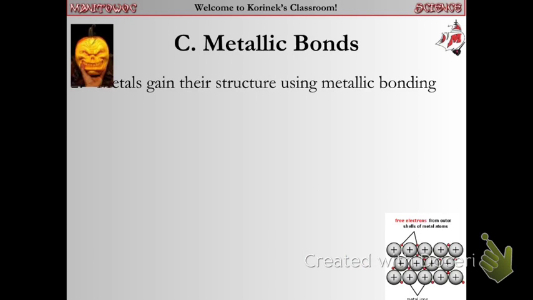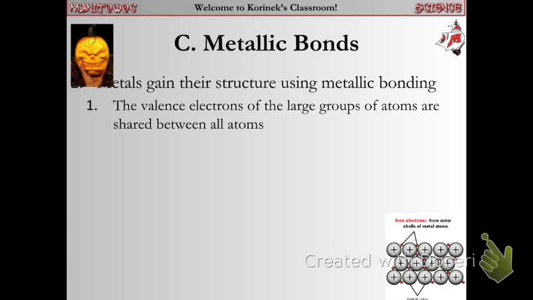All right, and then lastly, metallic bonds. Oh, my pumpkin's in the way. Sorry about that, everybody. Metals, that's that word right there, metals. Metals gain their structure using metallic bonding. Okay, and what is metallic bonding? Well, the valence electrons of the large groups of atoms are shared between all the atoms. So if you look at the image down here in the lower right-hand corner, I always like to think of metallic bonding as like little bugs swimming in a pool.